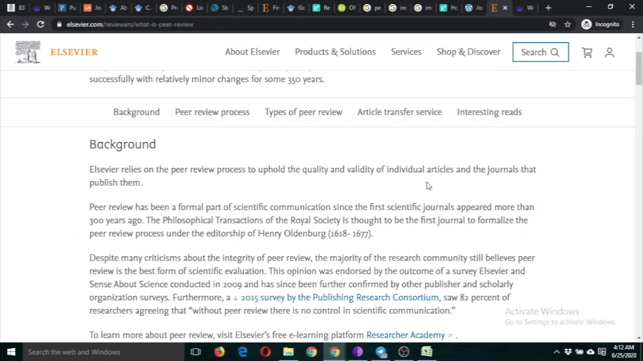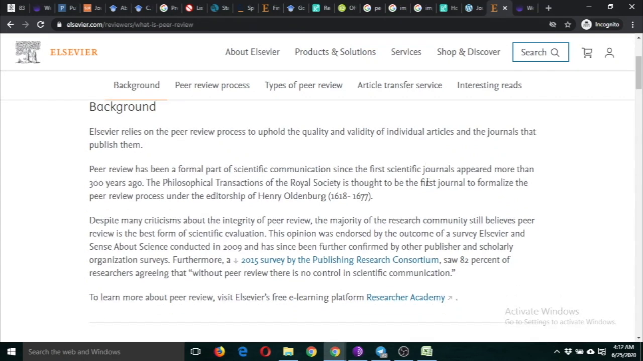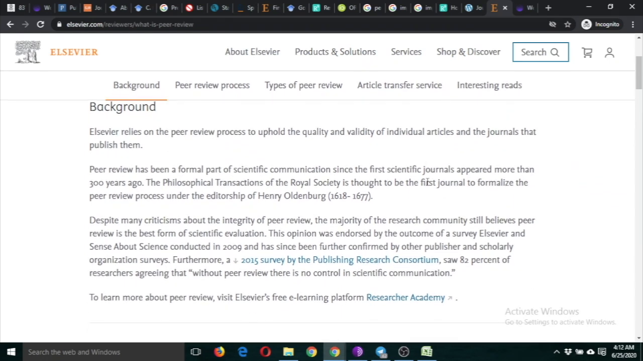There's one more term which we come across while publishing our article: the peer review process. Peer review is quite an old process, more than 300 years old, and still it is the most acceptable process for reviewing an article.